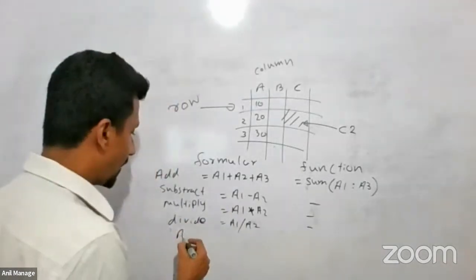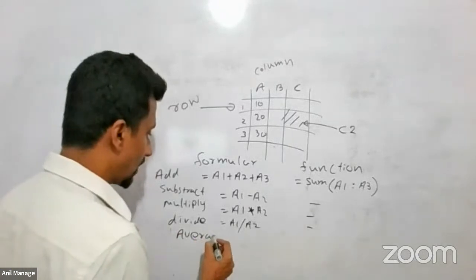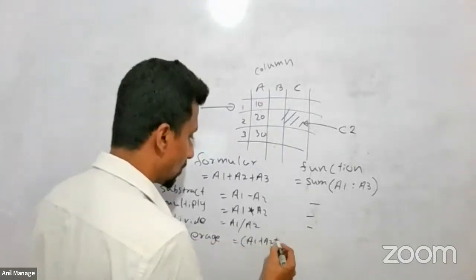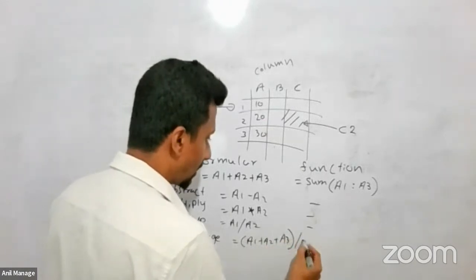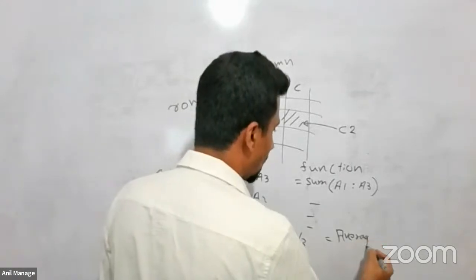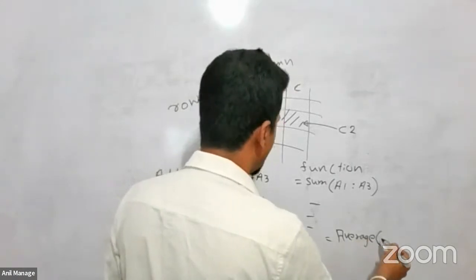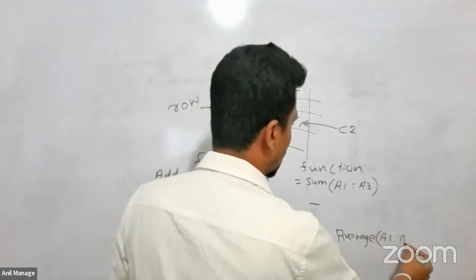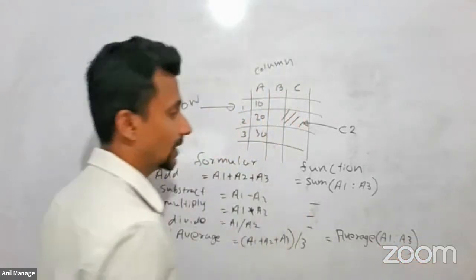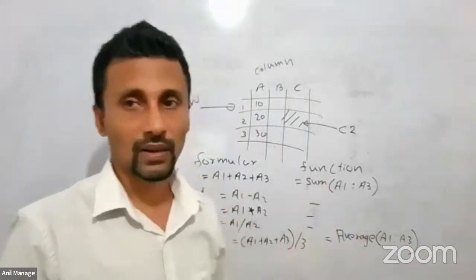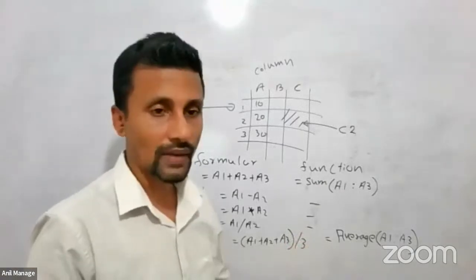Then you have average. To find the average, you need to add them together, A1 plus A2 plus A3, put brackets and divide by 3. You have a function called average. Don't put AVG. I have seen some students use the AVG function, but it is not available in your syllabus, and in your Excel even, you don't have that. It was in our old version.